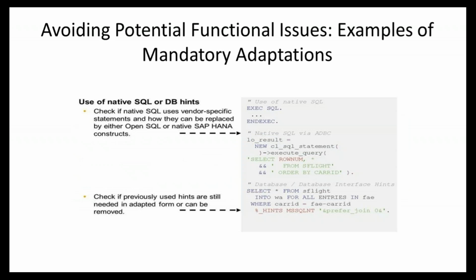So, avoiding potential functional issues, like examples of mandatory adaptations. Here we have use of native SQL or DB hints. Like we can put the double-ended quotes and then write the comments, native SQL via ADBC. Here we have ROWNUM, and here percentage hints. If you have any errors, they will be clearly visible in red color. So we can fix them and go ahead.